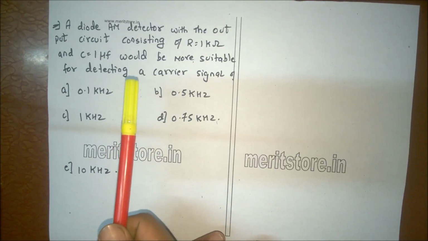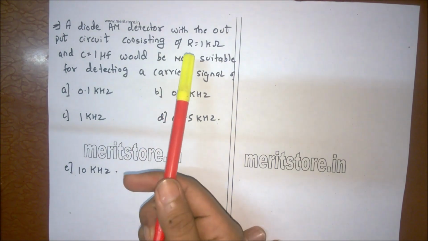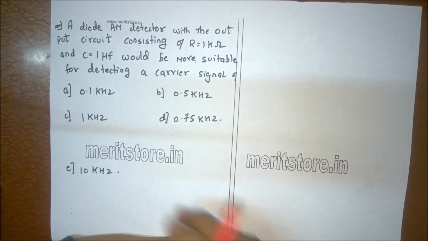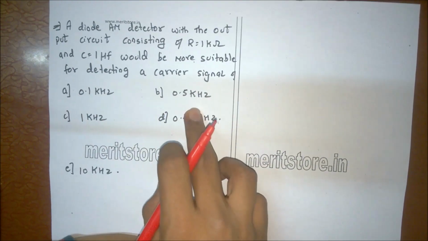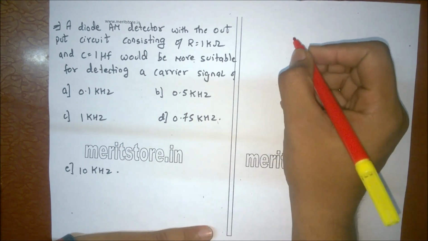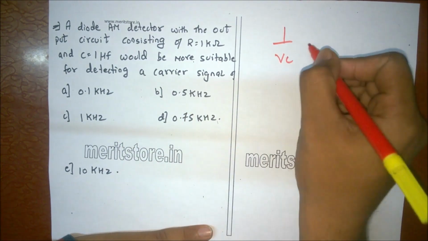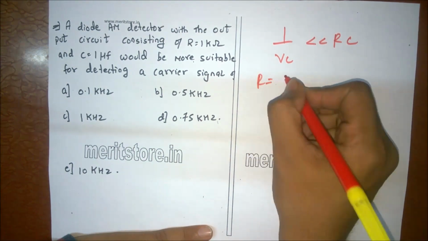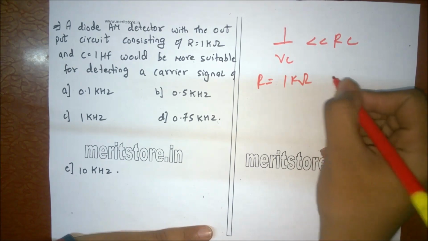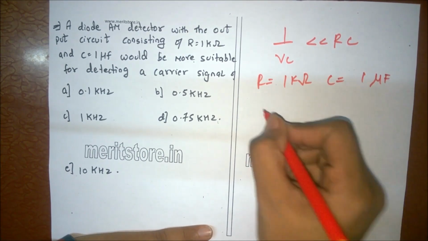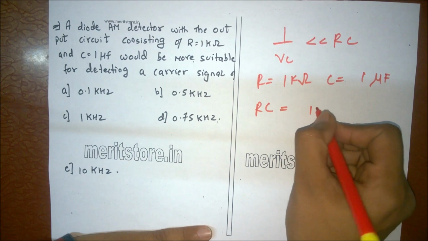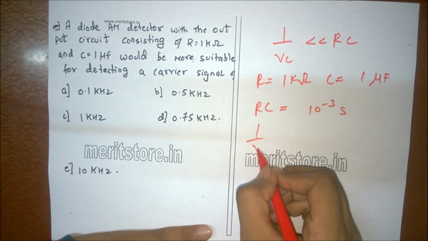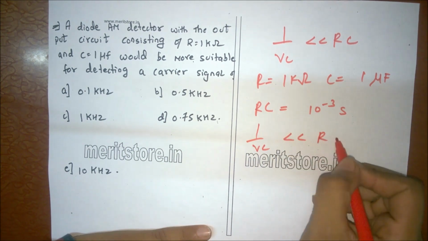A diode AM detector with the output circuit consisting of R equal to 1 kilo ohm and C equal to 1 microfarad would be most suitable for detecting a carrier signal of, here are the options. Now, we know that for demodulation 1 upon Vc is less than RC. Therefore, here R is equal to 1 kilo ohm and C is equal to 1 microfarad. Therefore, RC will be equal to 10 raised to minus 3 seconds. So, out of all these 5 options, 1 upon Vc should be less than RC.